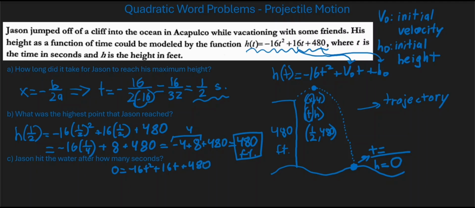All right, and to solve this quadratic, let's check if we can divide everything by a common factor. In this case, every term is divisible by negative 16. So we can divide both of our sides by negative 16. And that gives us 0 is equivalent to negative 16t squared divided by negative 16, which would be a positive 1t squared. And then we have 16t divided by negative 16, which would be a negative 1t. And then 480 divided by negative 16 would be a negative 30.